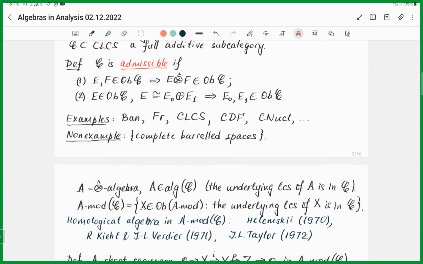Well, actually, homological algebra in such categories was first introduced and developed by Alexei Pirkovskii in 1970, in a special case where A is a Banach algebra and C is the category of Banach spaces. And shortly afterwards, a similar theory was created by Kiehl and Verdier in 1971 and by Joseph Taylor in 1972 in the more general context of locally convex modules.